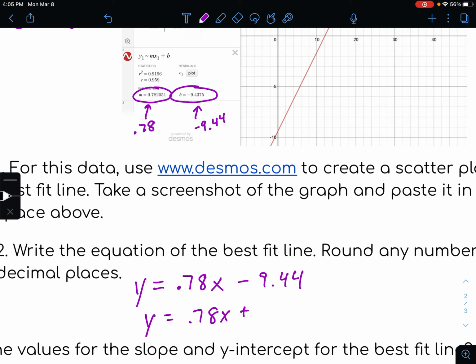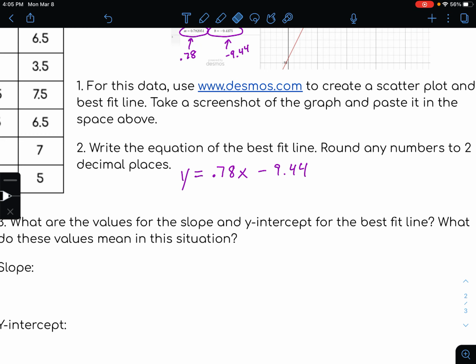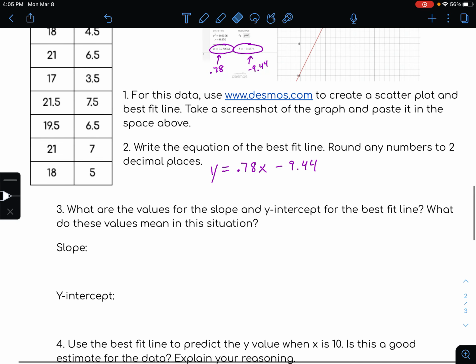If you want to write it as y equals 0.78x plus negative 9.44, that's the same thing as subtracting. I just don't generally write plus a negative. We just know that that is subtracting, so you'll notice that we'll just write it as y equals 0.78x minus 9.44. Okay, so that now is the equation of that line. The calculator calculated it for us. And what are the values for the slope and y-intercept for this best fit line? What do these values mean in this situation?